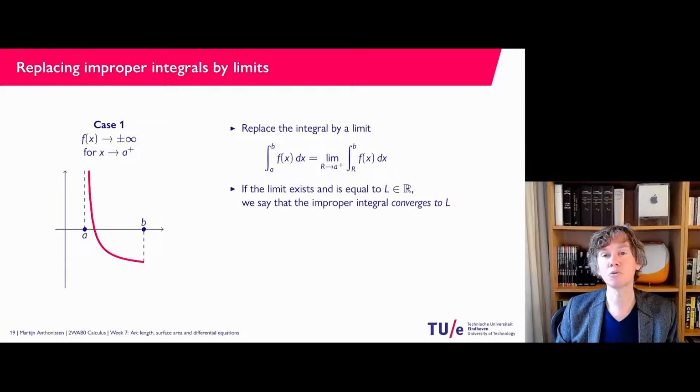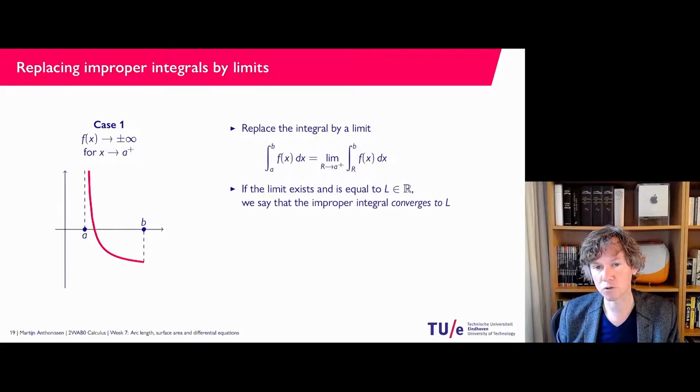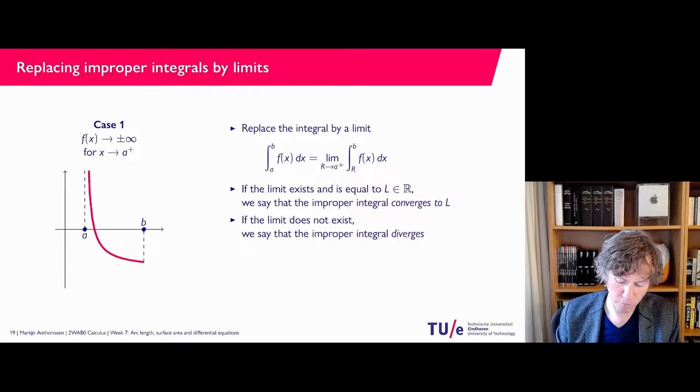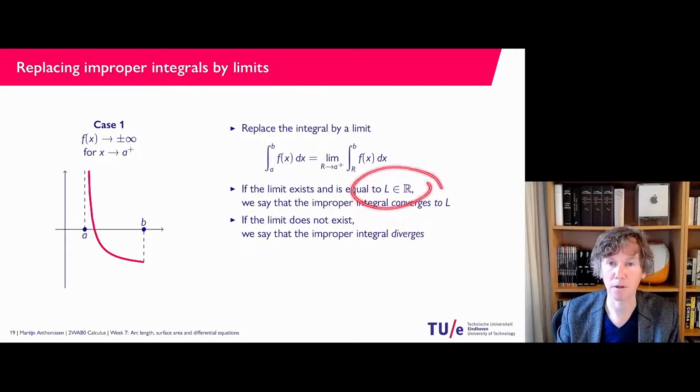Now, if you can actually compute this integral and then take the limit and you find a number, equal to some number L in R, then we say that the improper integral converges to L. This is just naming. This is just how we call it. And in the other case, if the limit does not exist, then the improper integral diverges. And diverges basically means it goes to plus infinity, minus infinity, it oscillates, stuff like that. Not a fixed number L in R.